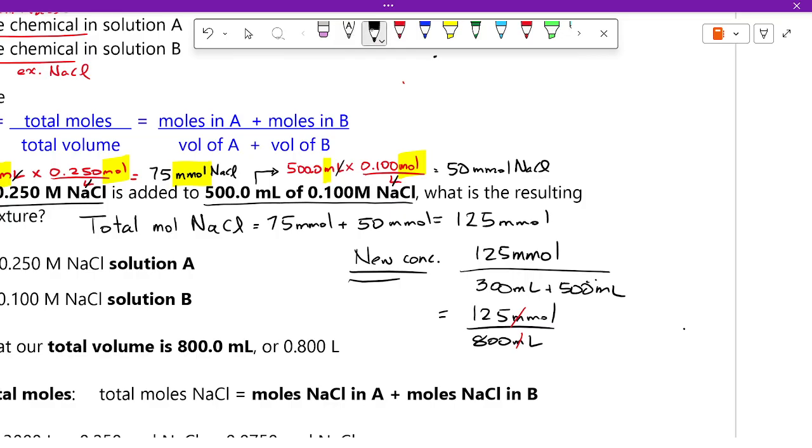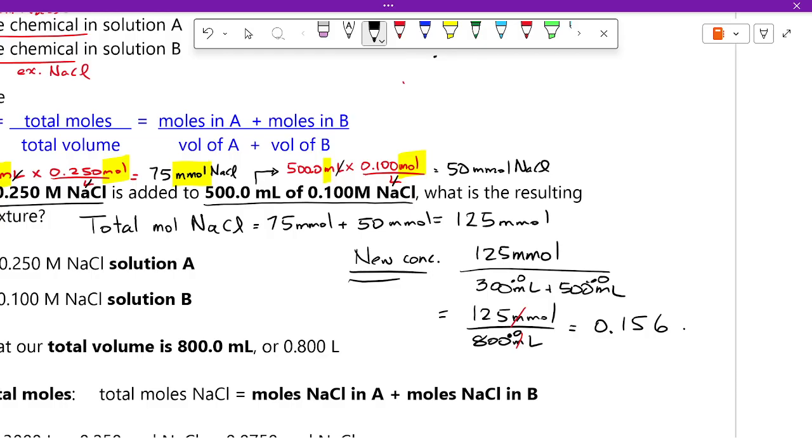And we get 0.156. Now, let's think about this for a second in terms of sig figs. I feel like I've done something wrong here. So those have 4 sig figs. So this is 4 sig figs here.